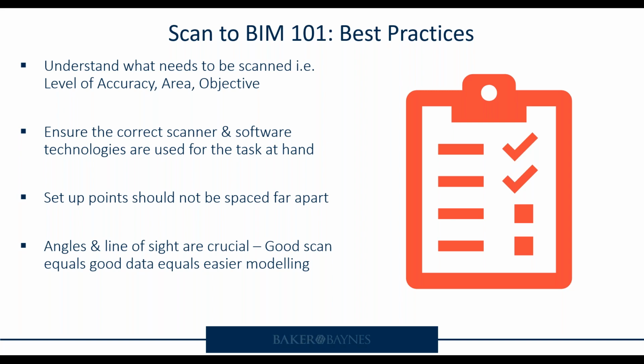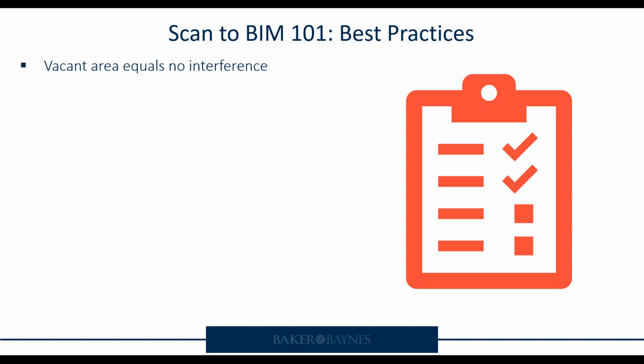Angles and line of sight are crucial. So good scan equals good data, and it makes it easier for the modeler, right? So your BIM modeler will have an easier time if your scan is done in the correct methodology. So you need to understand where to position the scanner, what you're seeing, what you would presume that the modeler will be able to see in Revit. All of those things are very critical in the methodology of getting really good data. Vacant area equals no interference. I've said this, that if you have a vacant area, it's really good. I mean, you could actually get some really good crisp data with no interference.